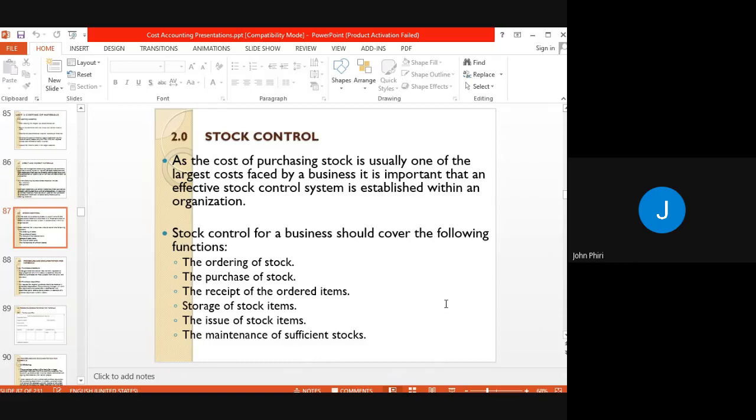Sir, yes, please. I think stock are those goods that you have in sales, like when you buy goods for sale, then they are in your business, you call them stock. Okay, and when they're out of your business, you call them what?